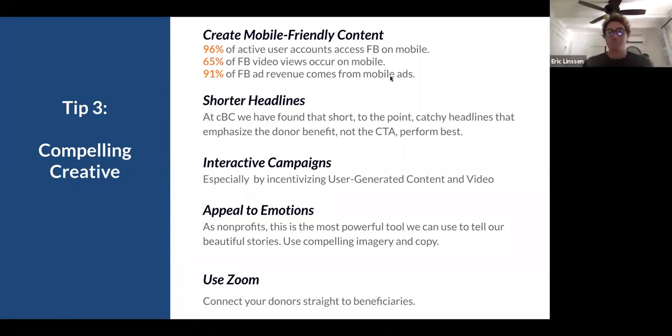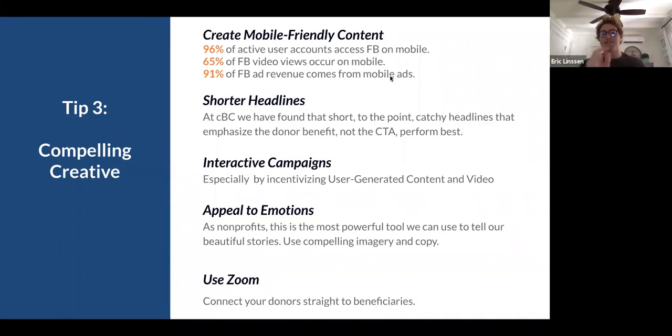So a couple tips. One being create mobile-friendly content. 96% of active user accounts are on mobile. 65% of video views occur on mobile, and 91% of Facebook ad revenue comes from mobile ads. So we want to create, even if it's just a video coming straight from the CEO filmed on his mobile phone, or videos that fit in like a mobile aspect ratio, all of that stuff. We want to think about mobile first, especially as that's how we're going to reach new potential donors for the cheapest.